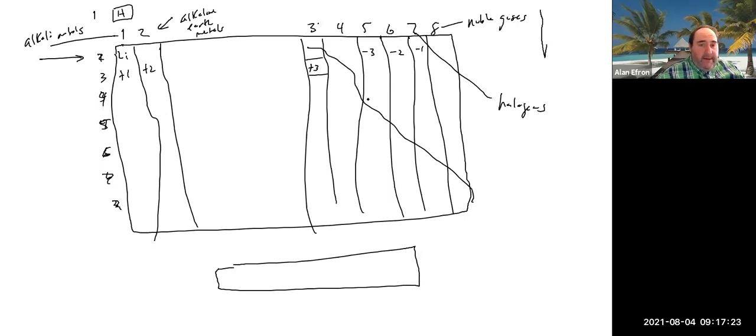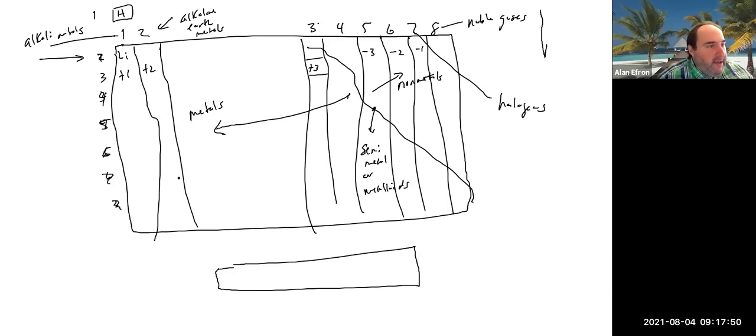We also know that to the left of the staircase are metals. To the upper right of our staircase are our non-metals. Along the staircase are our semi-metals, our metalloids. Remember, metals are shiny and conduct electricity really well. Non-metals are dull and don't conduct electricity really well. And our metalloids have properties where the same element can have both some metal properties and some non-metal properties as well.